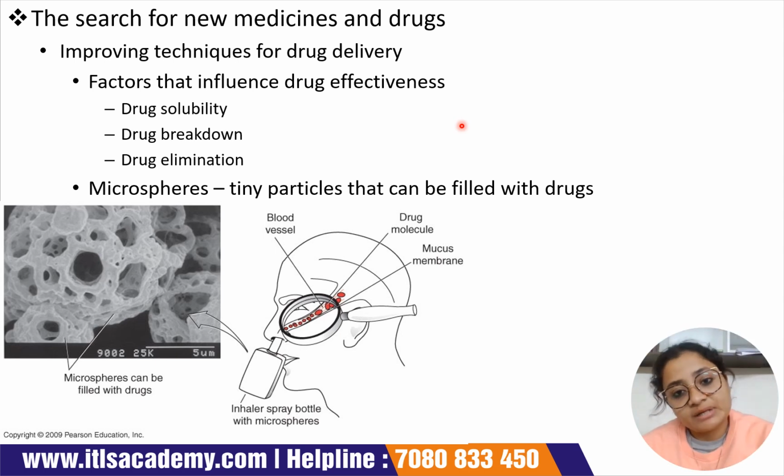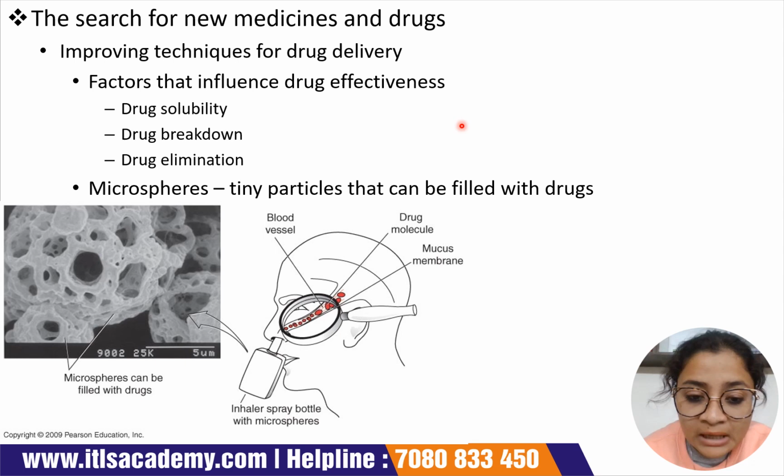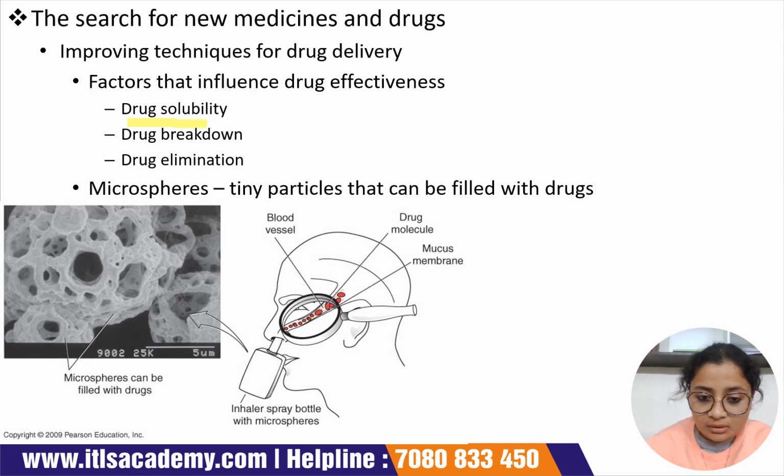We need to modify the same drug, isn't it? It's not that we are coming up with a different type of drug, we are just doing some minor structural modifications of the drug. That can be done by drug solubility, drug breakdown, or drug elimination. So these are the three types of techniques we can go for if we want to improve or do some kind of modification or exploitation of the drug's capability or effectiveness.